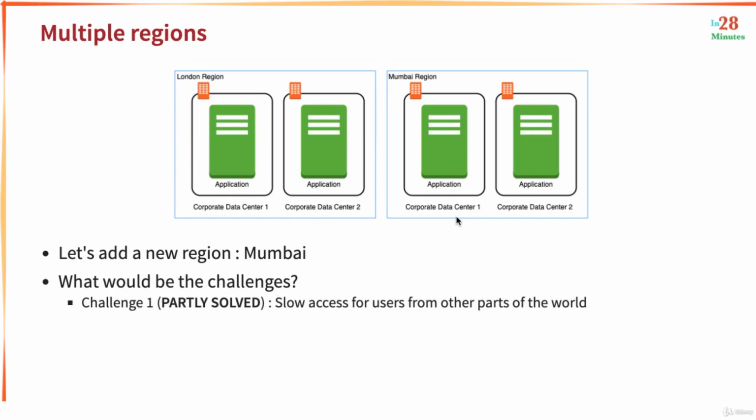Challenge 1 is partly solved. At least the users who are nearer to Mumbai get faster access to the application. Actually, you can completely solve challenge 1 by adding deployments for your application in multiple regions around the world. So you can add a deployment in Sydney, New York, and the rest of the world, maybe somewhere in the Middle East, somewhere in Africa, somewhere in South America. So you can add deployments everywhere and solve this challenge.